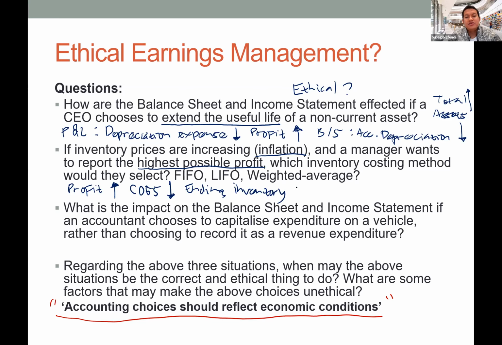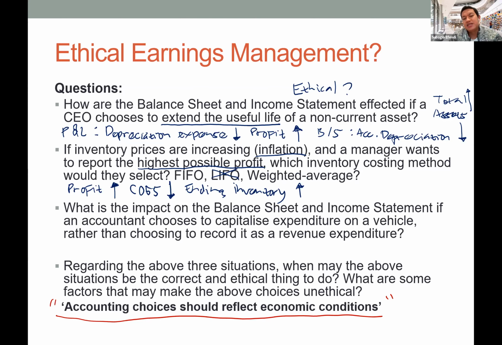Okay, so ending inventory should be higher. Because the cost of goods sold formula is the beginning inventory plus purchases minus the ending inventory. So if they have higher ending inventory, they will have a lower cost of goods sold and higher profit. So they need to choose the method from these three alternatives, but LIFO at the moment is already forbidden in the accounting standard. So yeah, they only have two options.